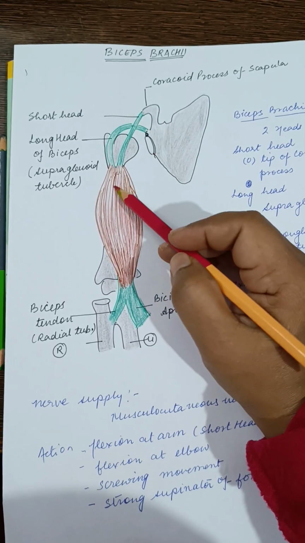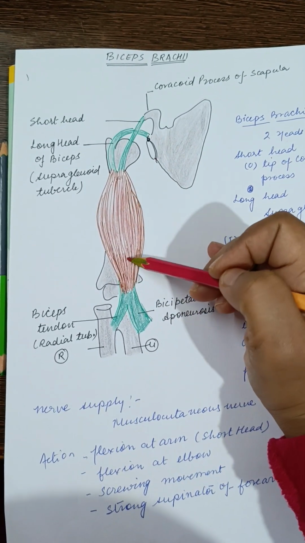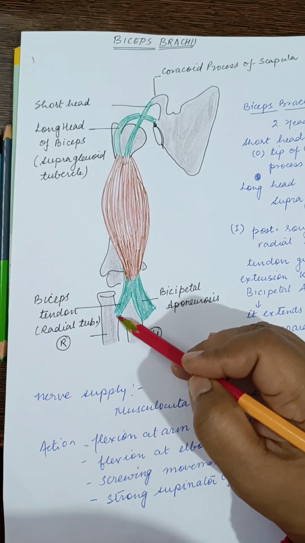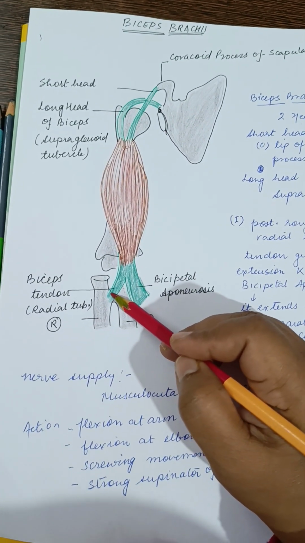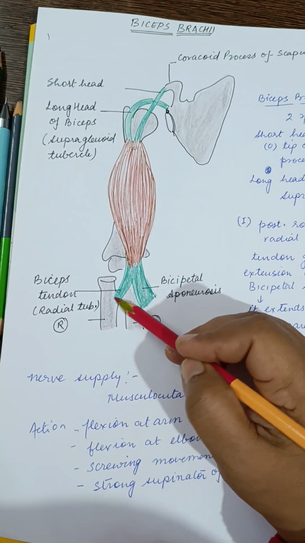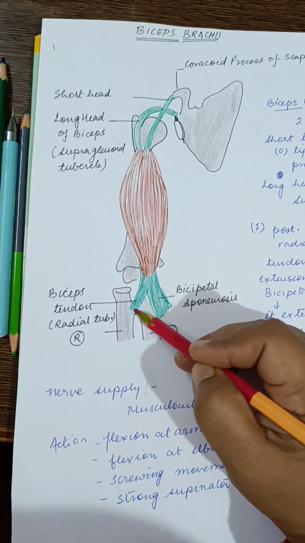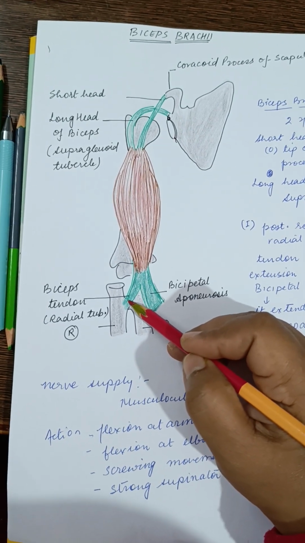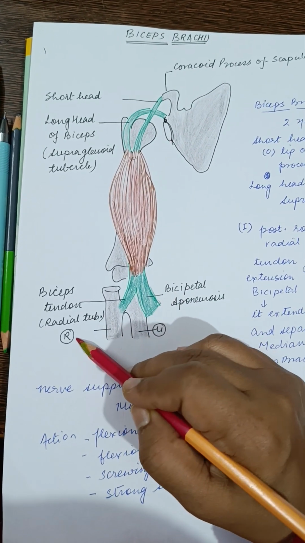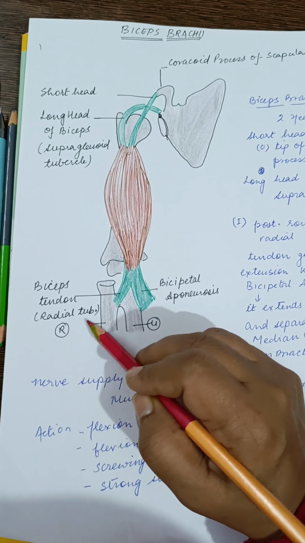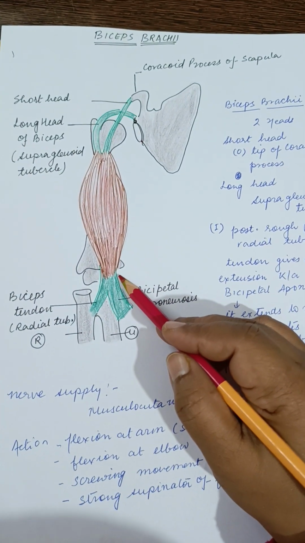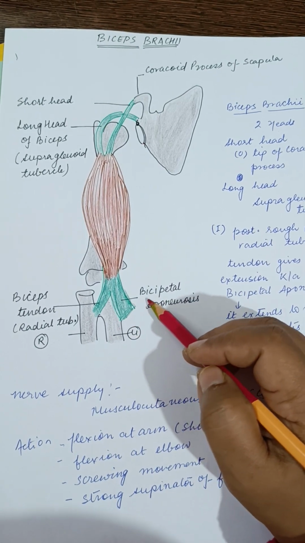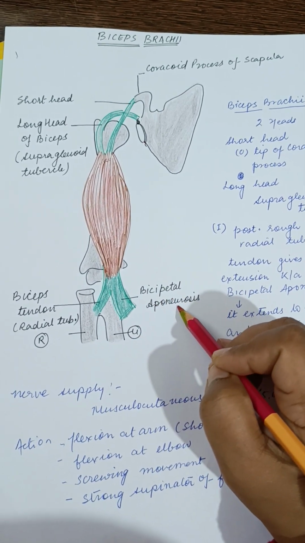These two heads form the belly of the biceps brachii, and they are going to insert into a tuberosity on the radius. That tuberosity is known as radial tuberosity. So this tendon of biceps brachii is going to insert onto the radial tuberosity of the radius bone. So at the point of insertion, this bicipital tendon gets flattened, and it is known as bicipital aponeurosis.